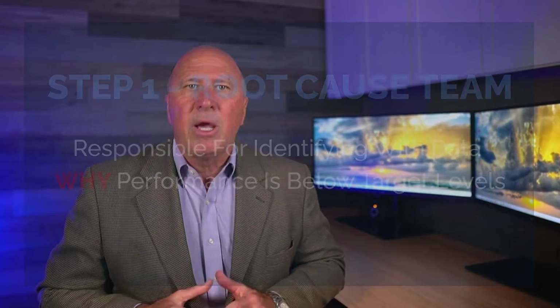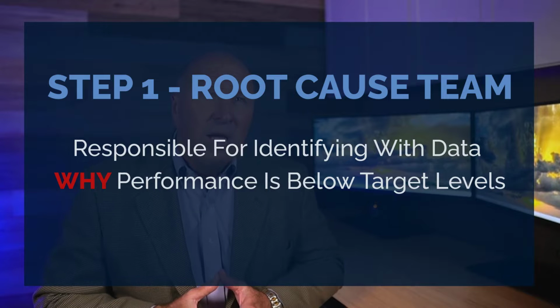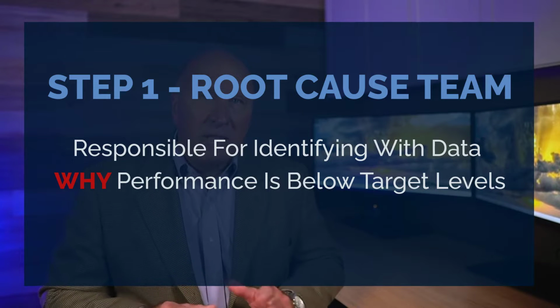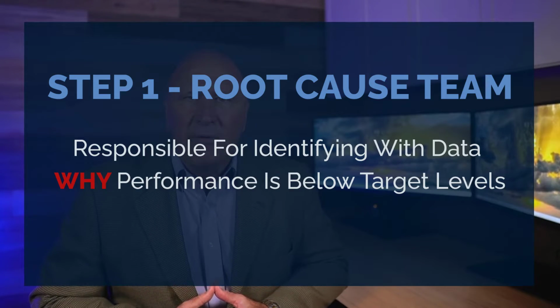Okay, so let's get started with our 3-step system. As a leader, when you have a performance measure that's below target levels, the very first step is to create a team, a root cause team, who's responsible for objectively identifying with data. And that's the secret, with data, why performance is below target levels. So you're going to want to select team members who are knowledgeable about the process whose specific performance measures below target, and you should include a mixture of frontline staff, supervisors, and managers.